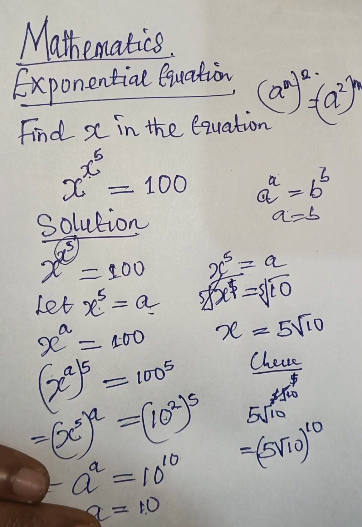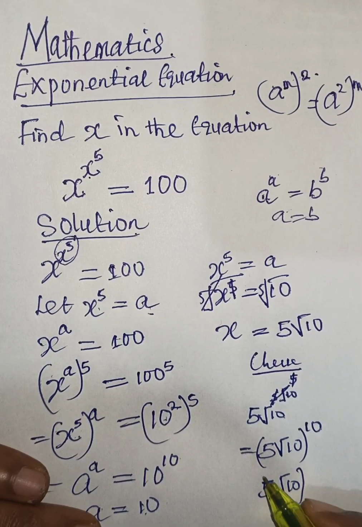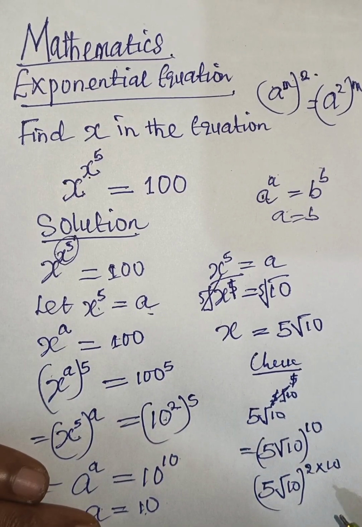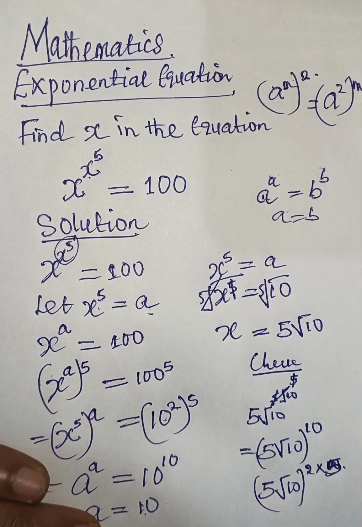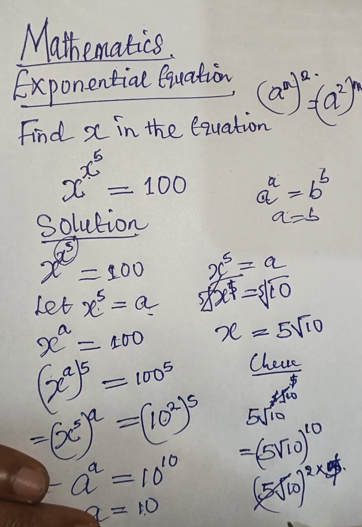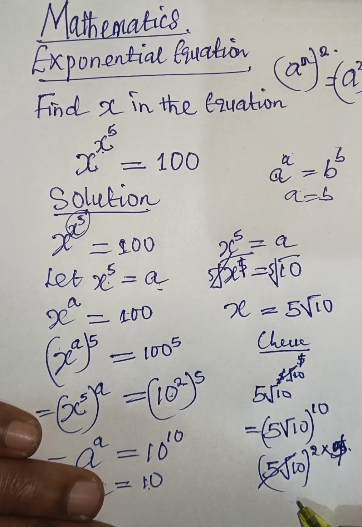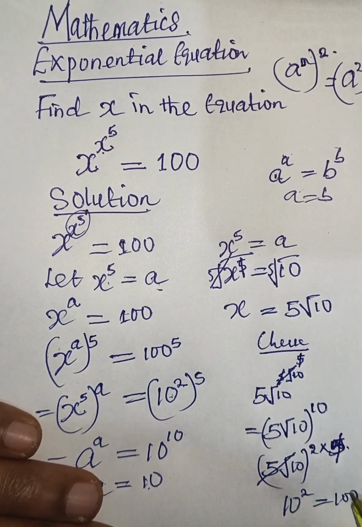You get it? So now I can also write it this way. Fifth root of 10, bracket, power 2 times 10, 2 times 5, sorry, because we have 10 here. 2 times 5 is 10. This 5 can cancel the fifth root. So I will be left with 10 to the power of 2, which is the same thing as 100.